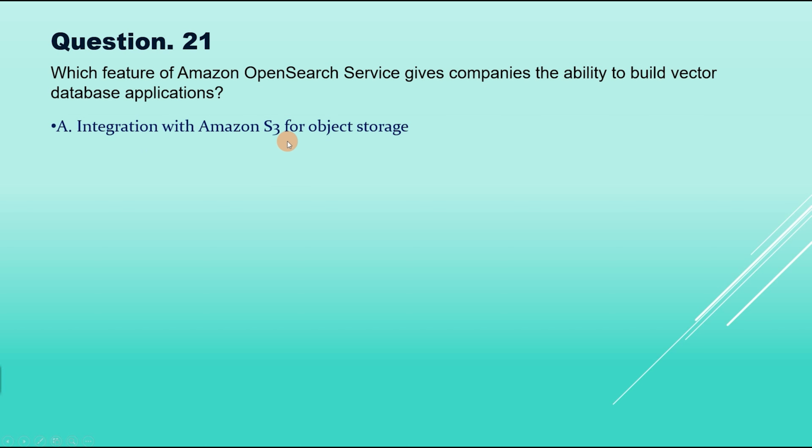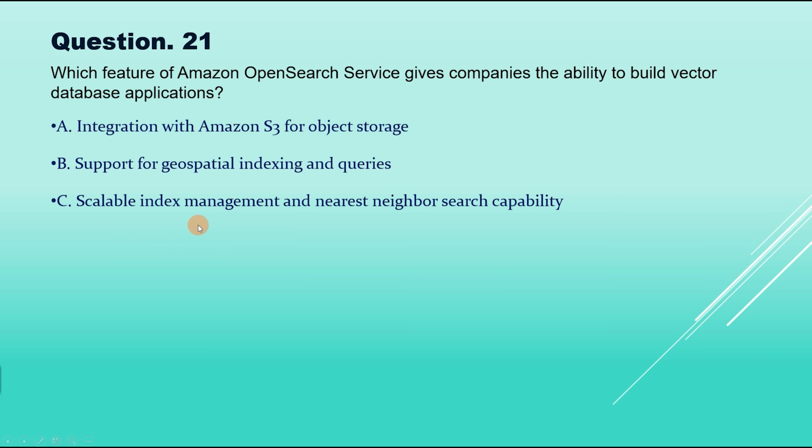Integration with Amazon S3 for object store, support for geospatial indexing and queries. Option C is scalable index management and nearest neighbor search capability. Option D, ability to perform real-time analysis on streaming data. Take your time to guess the answer.